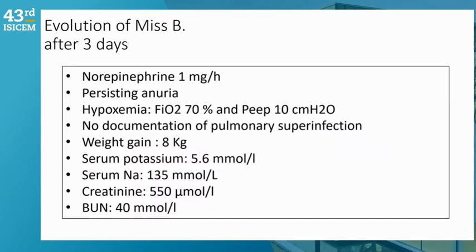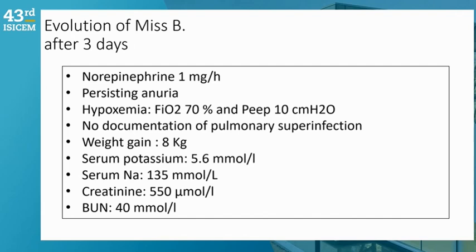Okay, so Miss B, after 3 days, the norepinephrine dose is 1 milligram per hour. You can see that there is a persisting anuria, the hypoxemia increases, FiO2 70%, the PEEP level is 10, no documentation of pulmonary infection, weight gain like French ICU patients. I say that because Rinaldo Bellomo showed us that we give a lot of fluid in France compared to the United States and New Zealand and Australia. So probably our patients gain more weight.